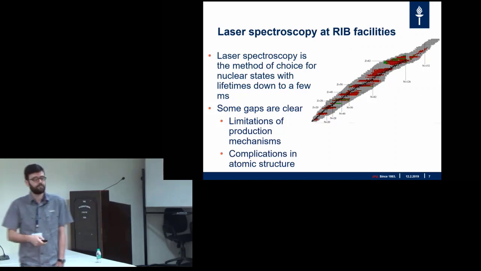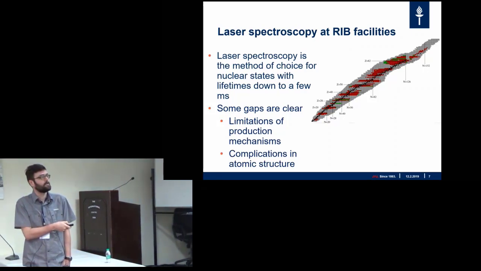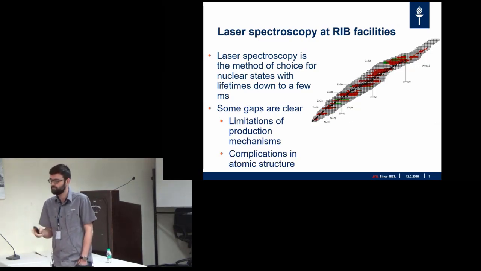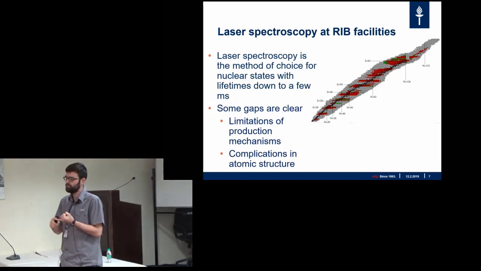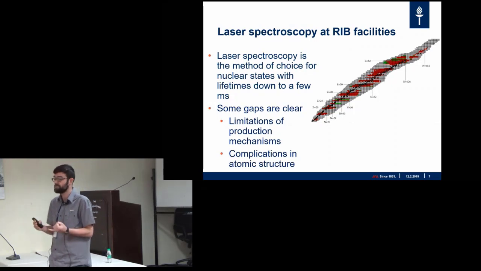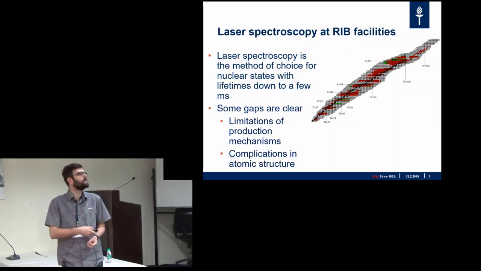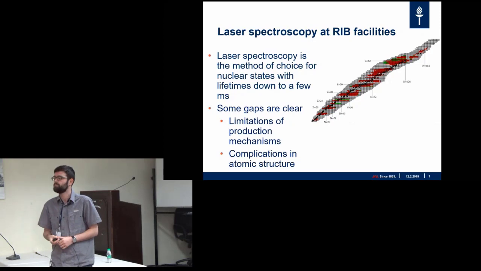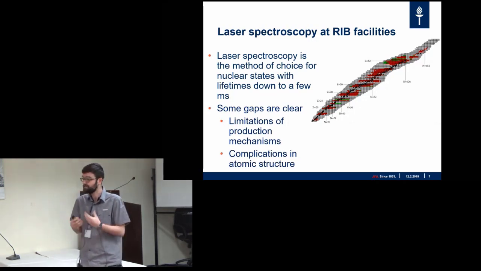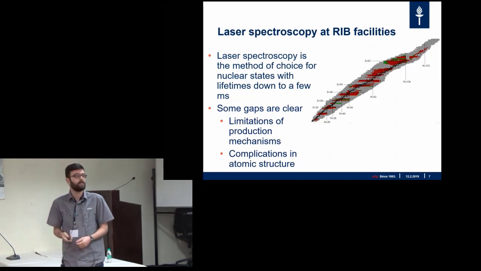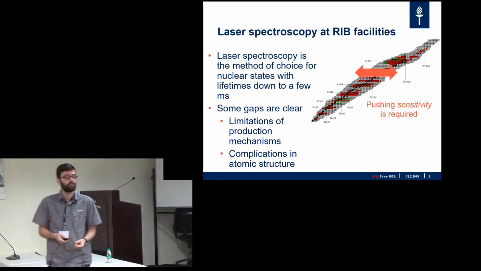But I don't know if you can see it from the back. There are also some gaps in this chart. For instance, here, basically only stable isotopes have been studied, and this is related to two things, and I will come back to both. One is production related. Some facilities simply cannot produce these elements, and this is because of chemistry reasons, which is again a bit of an umbrella term we physicists use to describe very complicated things. Also, specifically for laser spectroscopy, these elements have a complex atomic structure, and that makes them difficult to actually do spectroscopy on. So even if a radioactive ion beam facility gives us these beams, they are still challenging. And I think that's where part of the future work will be.